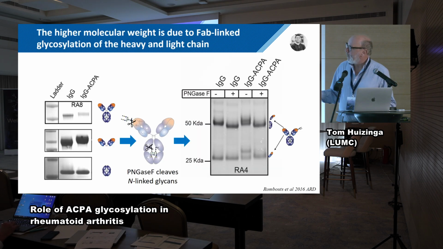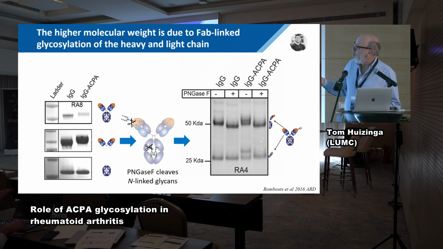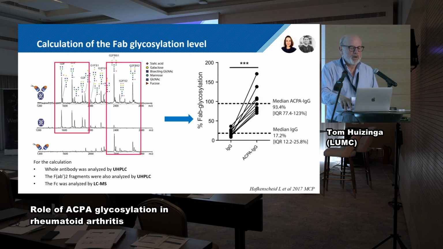If you separate the antibodies, here you see size, here you see IgG ACPA, and here you see normal IgG, and you can see that they are a little bit bigger. Why are they bigger? Is it the Fc part? Is it the antigen binding part? You see the Fc part here, and it's exactly the same, but you can see that the antigen binding part is actually a bit bigger. So that's an important thing.